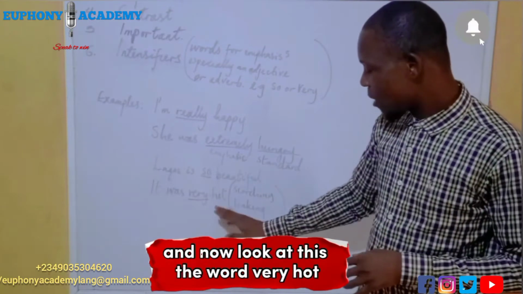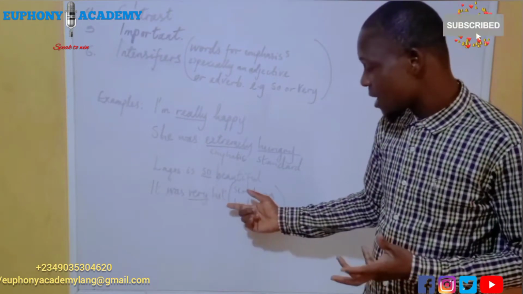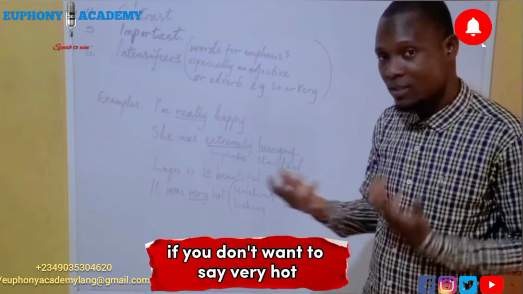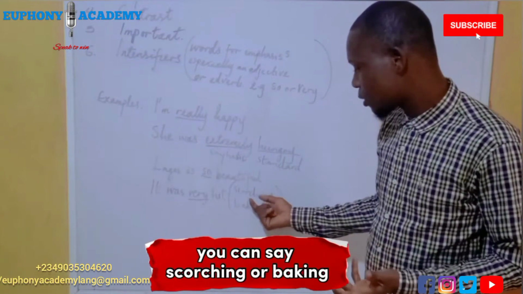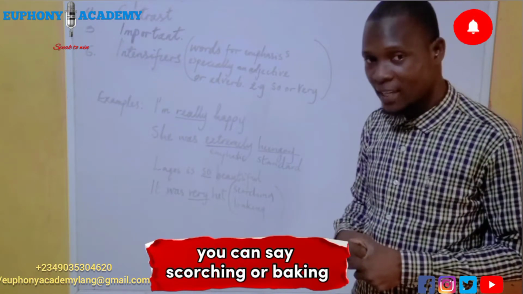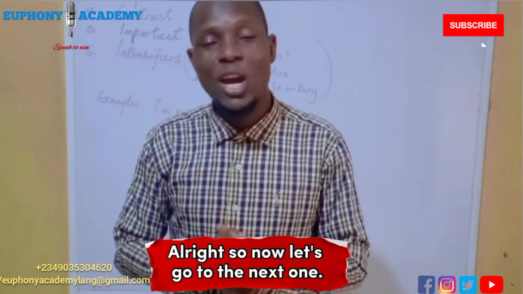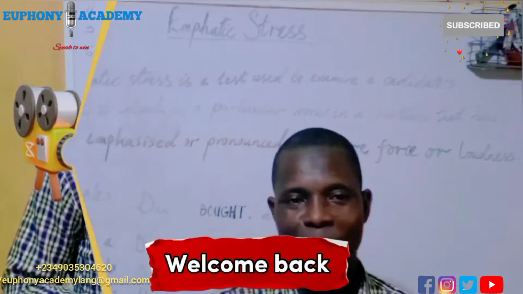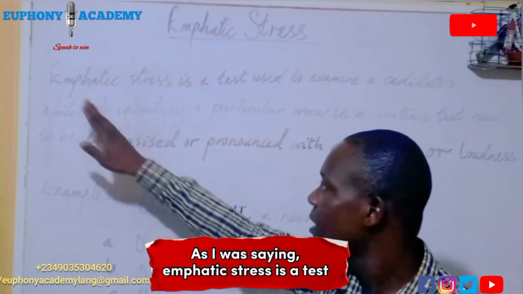Okay? And now look at this. The word very hot, if you don't want to say very hot, if you want to use some other words, you can say scorching or baking. Is that clear? Alright, so now let's go to the next one.